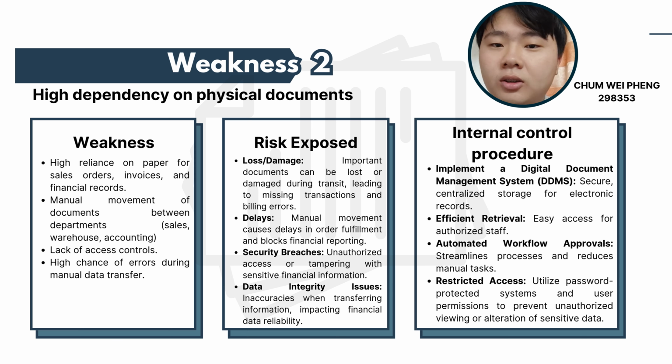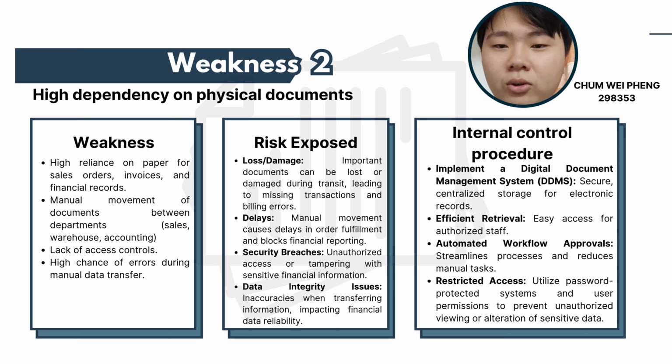Good day, everyone. My focus is on weakness number 2, which is high dependency on physical documents at Sinto Agro Berhad. Following the subject of manual data entry, my points address Sinto Agro's reliance on physical documents for sales orders, invoices, and finance records. This paper-based system is a significant operational weakness. And this dependency exposes the company to several critical risks, which are loss or damage, delays, security breaches, and data integrity issues. Finally, to address this risk, Sinto Agro Berhad must implement a digital document management system.